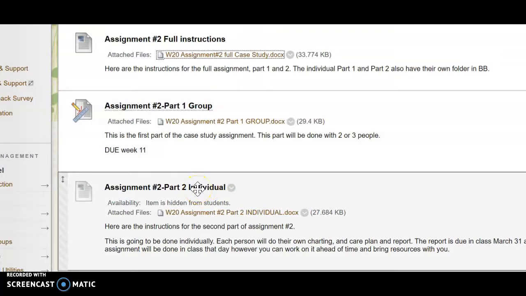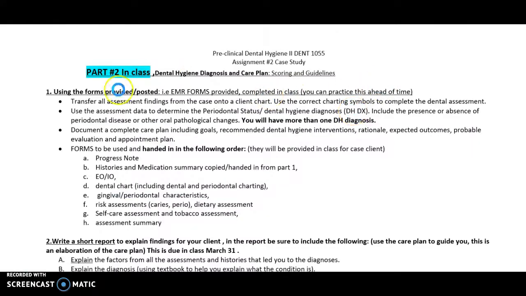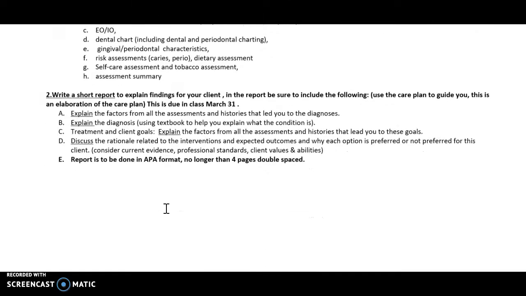Part 2 individual is going to be done in class using the same case that you were working with. So you'll bring with you a copy of the medical history, and then I will provide for you all of the other forms. And so what that looks like, so I'll open that up, is the forms I'll be providing, and you'll be filling out your full care plan and progress note and dental charting, everything for your client. You will also write a short report to explain your findings. So to basically explain how you came up with your diagnosis and your care plan.